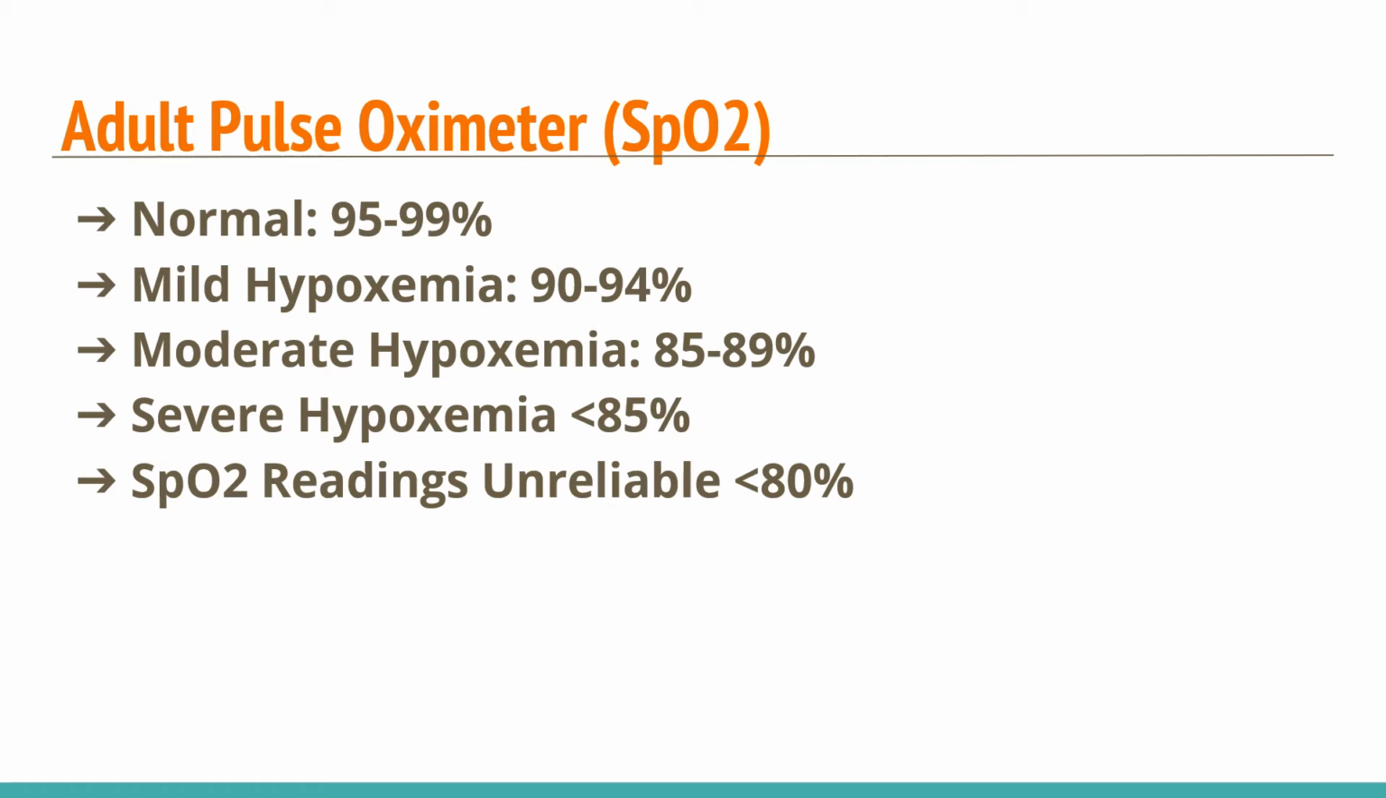Pretty much unreliable readings once you start getting less than 80%. We need to really look to see what's going on with our patient. They're probably not having good perfusion most likely at that time. So these again, MBRC uses the sea level, so keep that in mind when you're taking your boards.